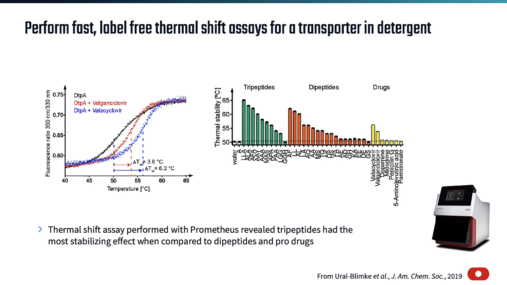And then on the right, you can see how each potential binder that they tested changes the thermal stability of the transporter. So this shows then which ones were likely to bind. So using the Prometheus in this way, you can see how you can really easily do a thermal shift assay to look for potential binders to your membrane protein without needing to use any dyes. And this gives you a good yes-no indication of whether something interacts with your membrane protein.